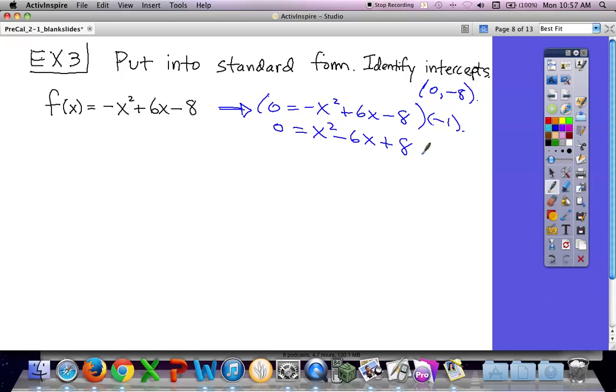And then for sure, it should look factorable, right? What two numbers? The product is 8 and the sum is -6. Yeah, -4 and -2. So 0 equals x minus 4, x minus 2. So x equals 4 and 2. So that gives us our x-intercepts then are 4, 0, and 2, 0. So there's all the intercepts. We got that part done.